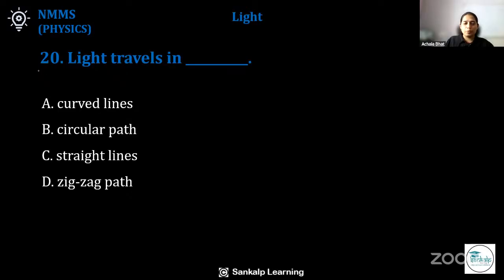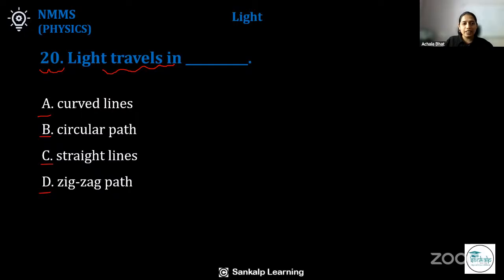Let us see question number 20 of NMMS Physics chapter Light. Light travels in dash. A. Curved line. B. Circular path. C. Straight line. D. Zigzag path. Which one is the correct?